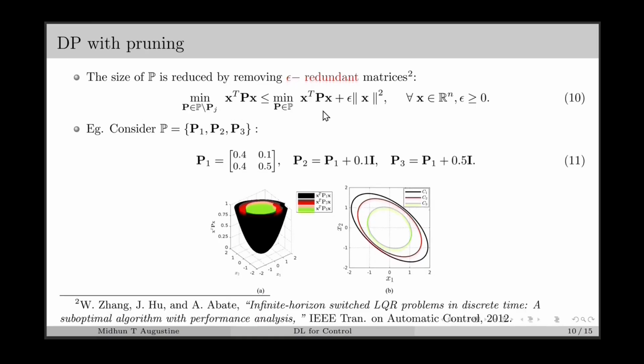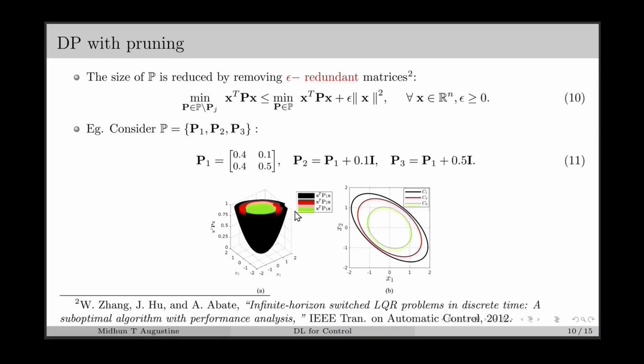And in the case of dynamic programming with relaxed pruning, another idea of epsilon redundancy is introduced. Here the idea is that even if we remove Pj from the set, the optimal cost will be increased by a factor of epsilon times the norm of x squared. Here this term we can rewrite as x transpose (P plus epsilon I) x. We consider an example with three matrices, P1 as this matrix, P2 as P1 plus 0.1 times I, and P3 as P1 plus 0.5 times I.